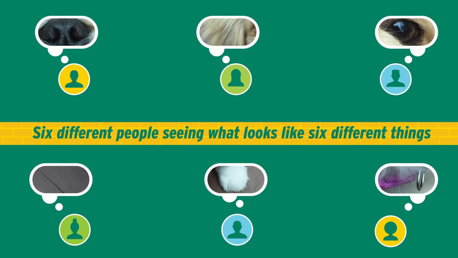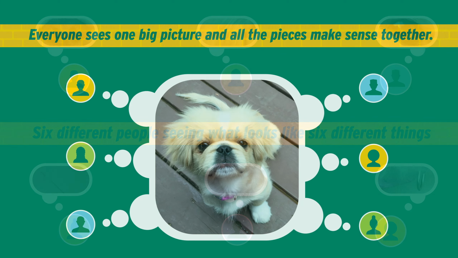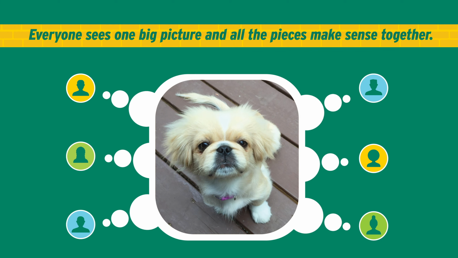So here we have an illustration of some people seeing different things. Some of it kind of makes sense. You can see that that is an eye in that person's little bubble, and that person is seeing a paw, but each is looking at different imagery than their neighbor. Here everyone is looking at just one big picture, and now you can tell that previously they were each looking at different clips of the same picture.